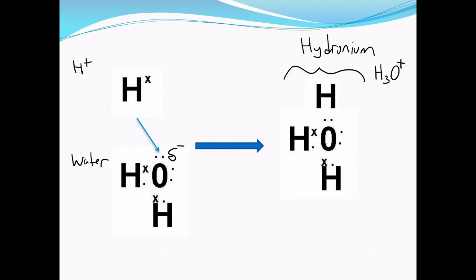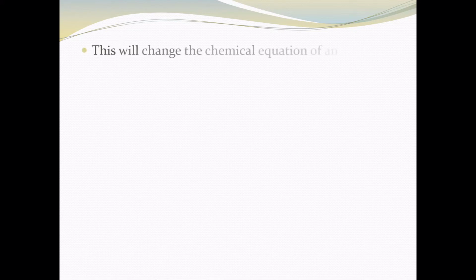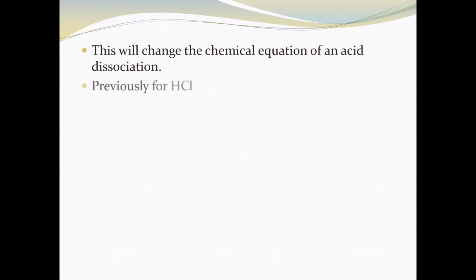So this is what happens with hydrogen ions when they're in water. They don't actually stay as hydrogen ions because they are very positive. They are very much attracted to that negative end of water. And then they form this structure called hydronium. What does that mean for acids and bases? Well, this will change the definition of what happens to an acid when we dissociate it in water. So the acid dissociation or dissolving of an acid, in previous classes you would describe it as follows.